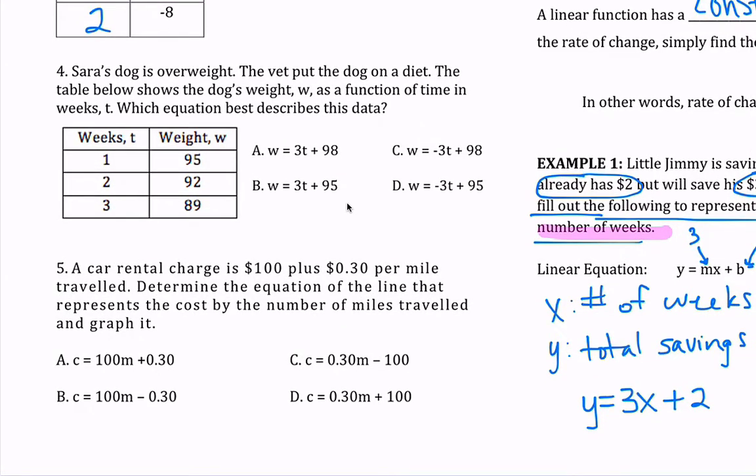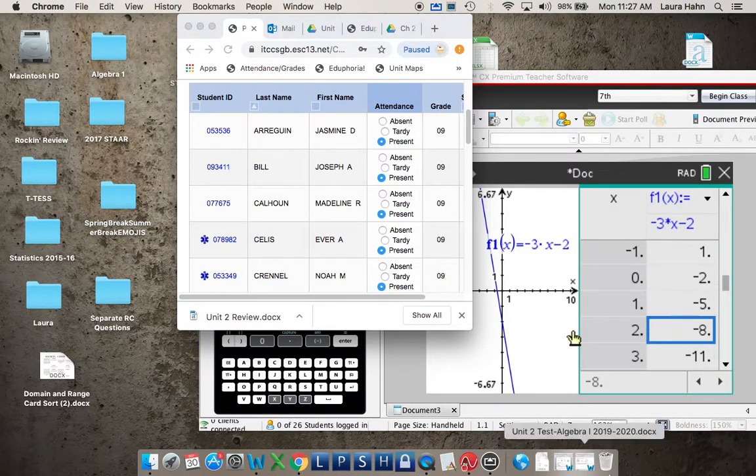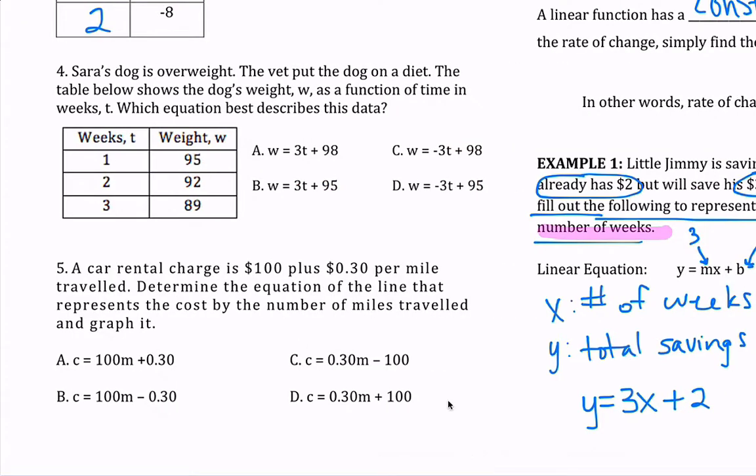Number 4, word problem. So let's do cubes, but let's read it first. It says Sarah's dog is overweight. The vet put the dog on a diet. The table below shows the dog's weight, W, as a function of time in weeks T, which equation best describes this data? So T is weeks, W is weight of the dog. So after 1 week, the dog is 95 pounds. After 2 weeks, the dog is 92 pounds, so on and so forth.